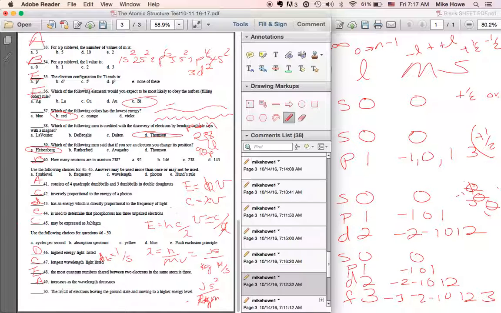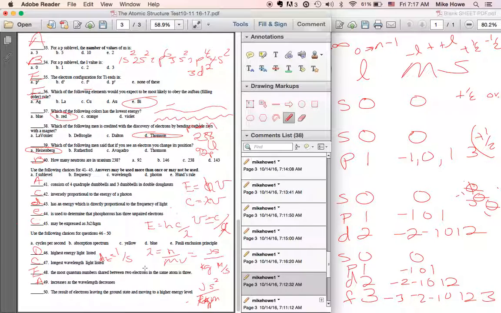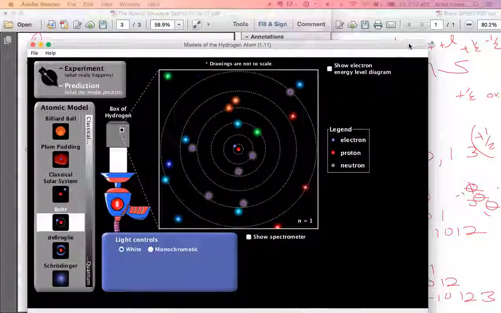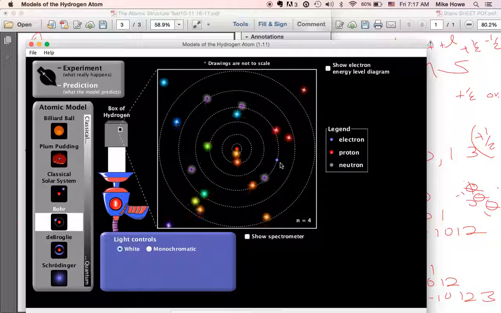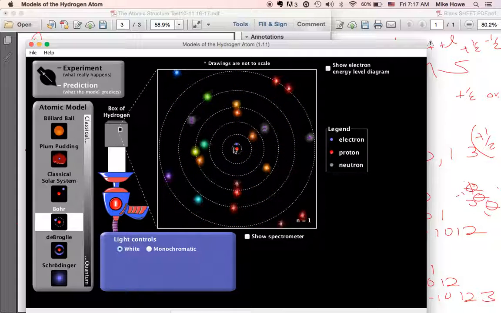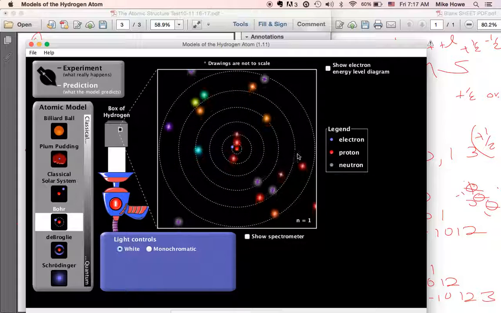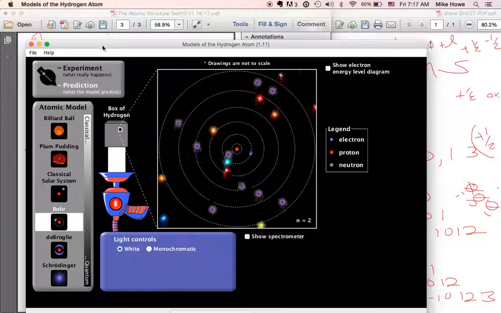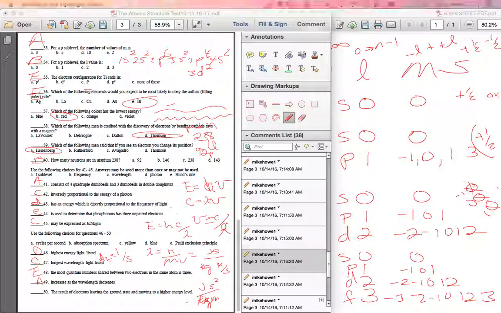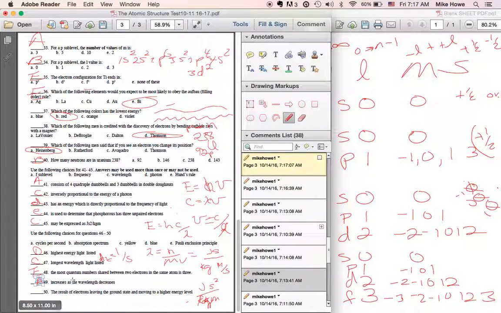And the result of electrons leaving the ground state and moving to the higher energy level is the absorption spectrum. So what I'm saying is, when this little electron gets excited and moved up there, you saw him move right then. When he comes back down, he gives off light. The giving off of light is called the emission spectrum. Absorbing light is called the absorption spectrum. So that would be choice B. So number 50 is B.